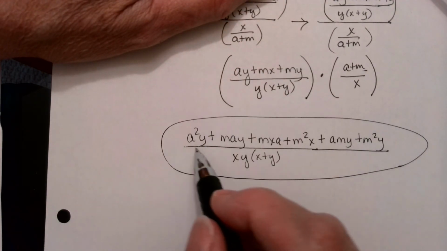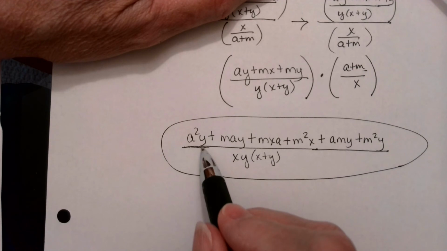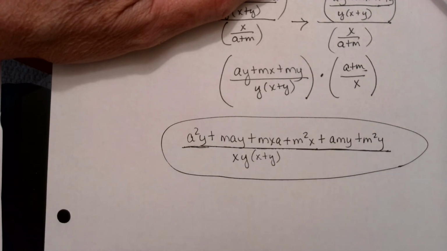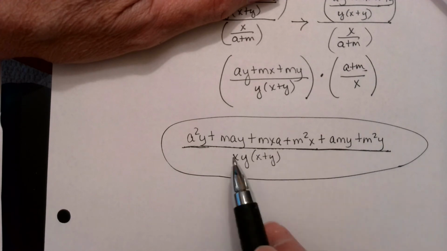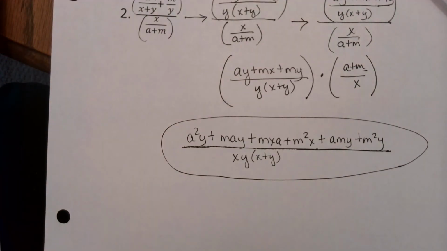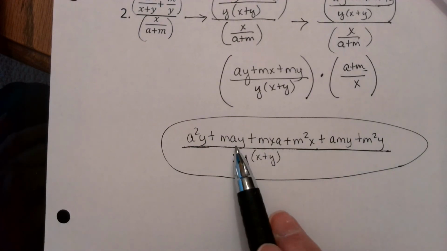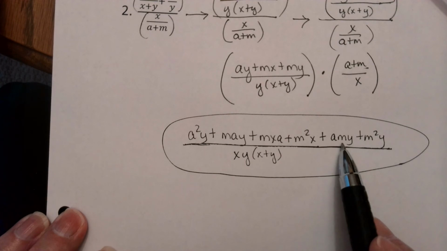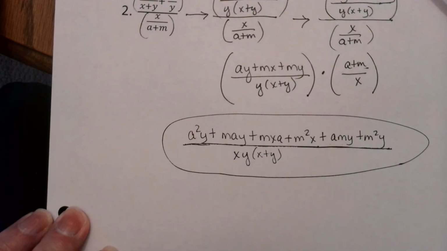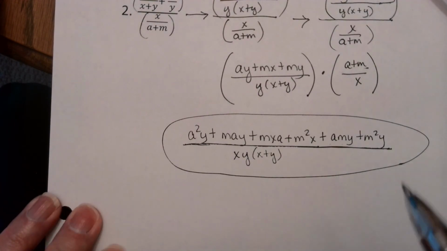Make sure your fraction line is clearly there. There's not any like terms here. Nothing is like terms. Well, that's not true. Hold on just a second. I've got may and amy. Well, it's M-A-Y, M-A-Y. It doesn't matter about the order, does it? So I can add these two together.